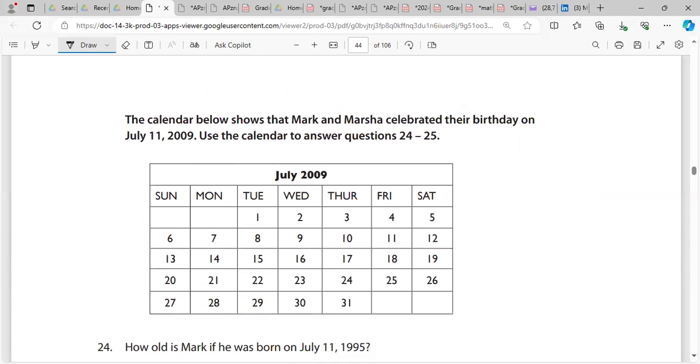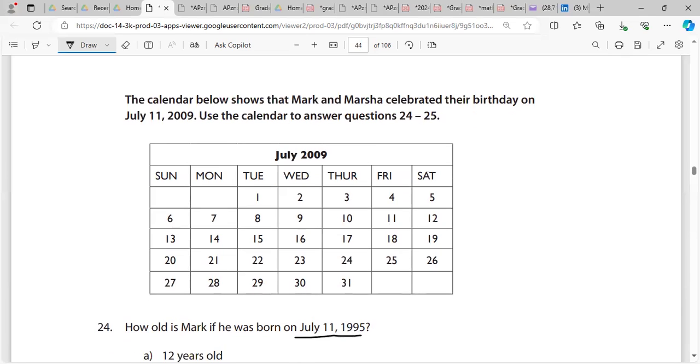The calendar below shows that Mark and Marsha celebrate their birthday on July 11, 2009. Use the calendar to answer question 24 to 25. How old is Mark if he was born on 11? How old would Mark be if he's born July 11, 1995? So this is the year.